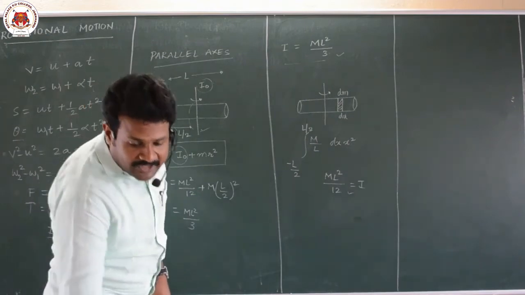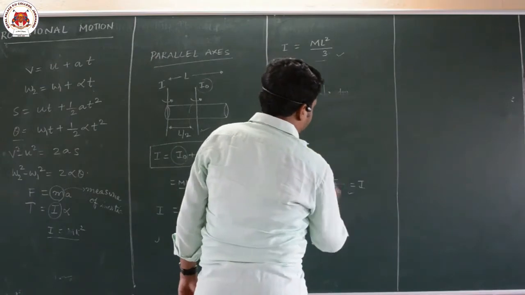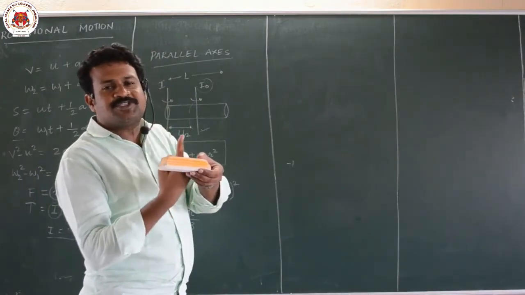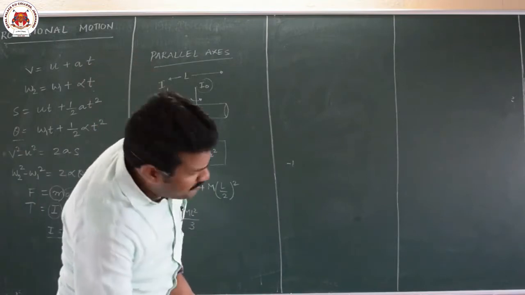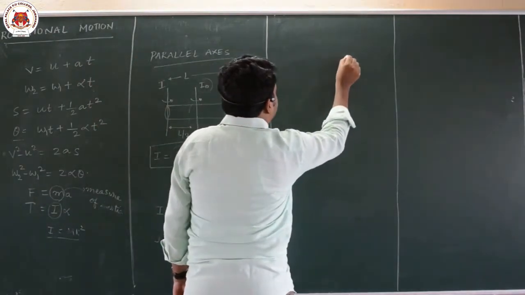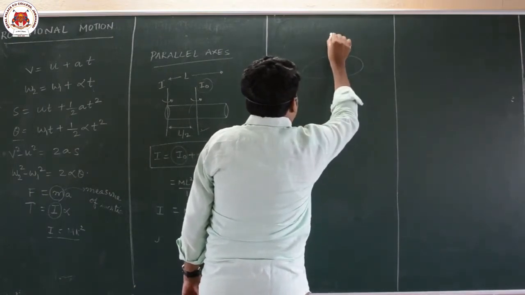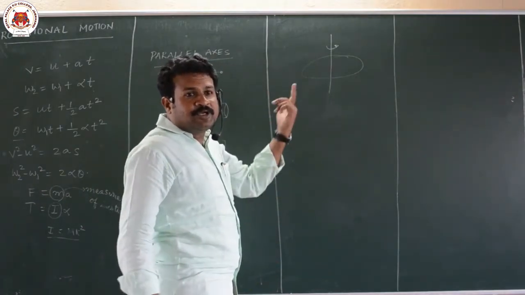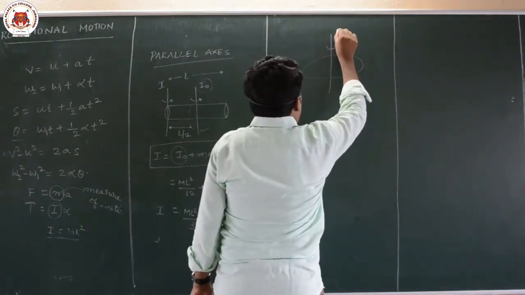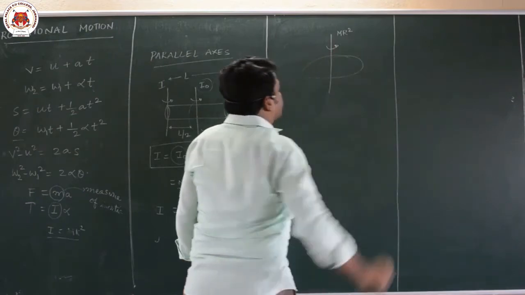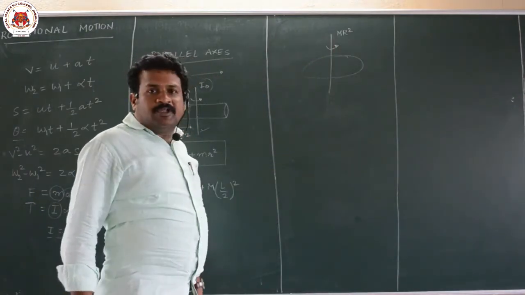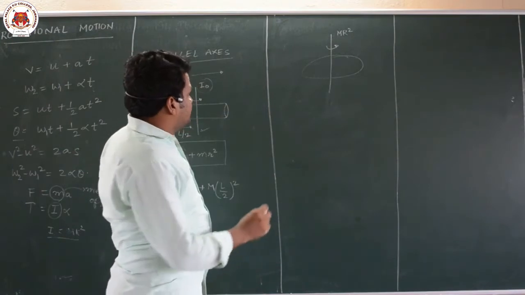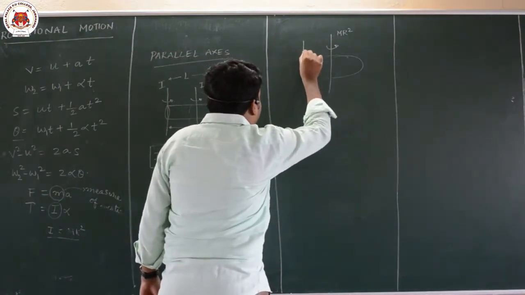Similarly, if you take a ring, the moment of inertia of the ring passing through its center perpendicular to its plane, that means if this is the ring, you are rotating like this, passing through its center perpendicular to its plane. The student has to remember this as mr square. Then how do you get this formula? By using the integration technique, just like I showed for the rod, similarly for different objects also we will get mr square.